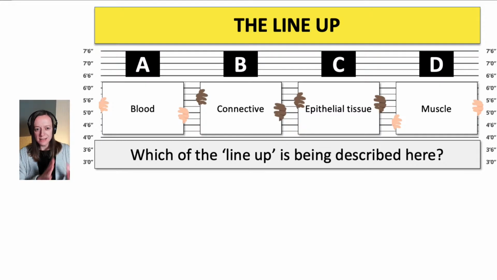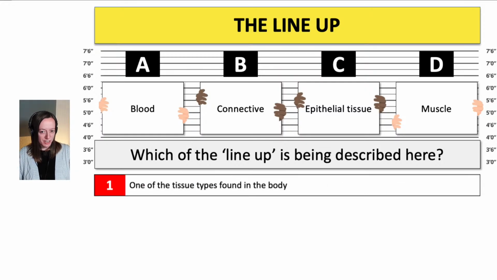So we've looked at our cells, now we're going to look at tissues. So on the board you have A, B, C and D: blood, connective, epithelial and muscle. And I am going to read you 4 clues, which are describing one of those. What I want you to do as I read out each clue is to see if you can guess whether you think it's A, B, C or D. So your first clue, it's one of the tissue types found in the body. So are they all tissue types? Is there one maybe that isn't a tissue type or is a subcategory?